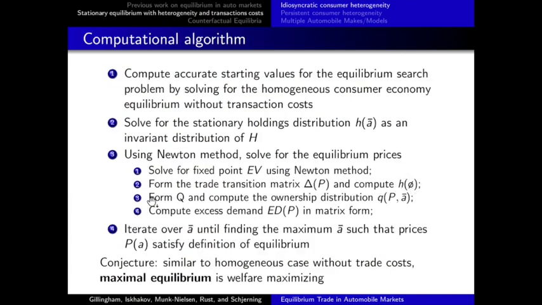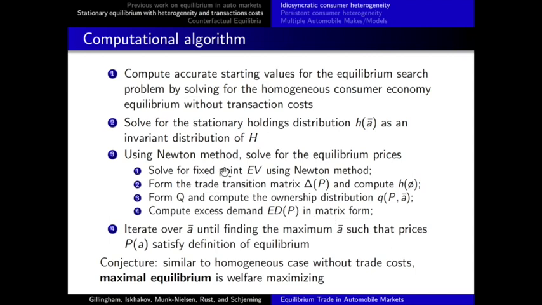Here then we form Q and compute the ownership distribution Q, which now is a function of the price vector that you found in the equilibrium, and then your current guess of the price vector, and then A bar. You solve for that, and then you compute the excess demand function in matrix form and find the equilibrium price vector. So now you have a new price vector, and you set the excess demand to zero.